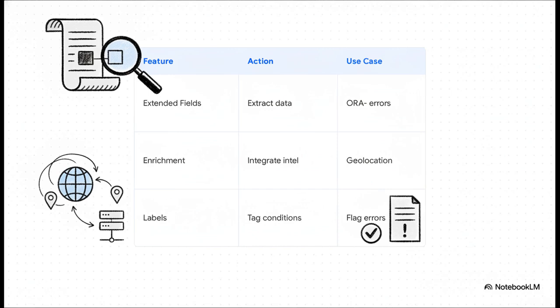Finally, labels. You can actually set conditions so that if a session status returns a keyword like no comms or interrupted, it automatically tags the log with a medium priority label right at ingestion. This drastically speeds up your error detection and troubleshooting.